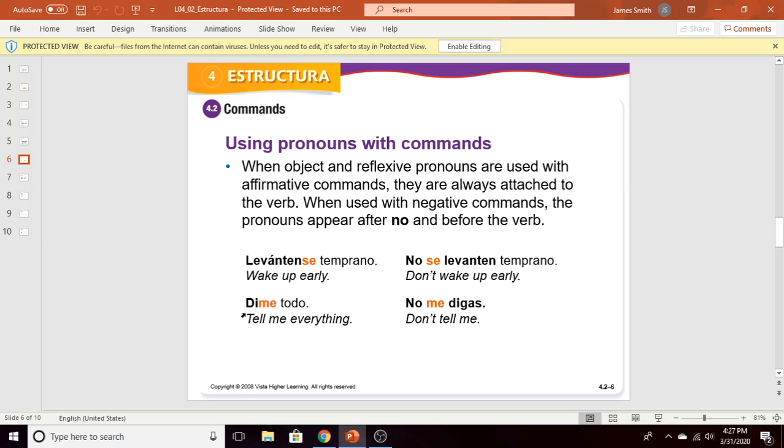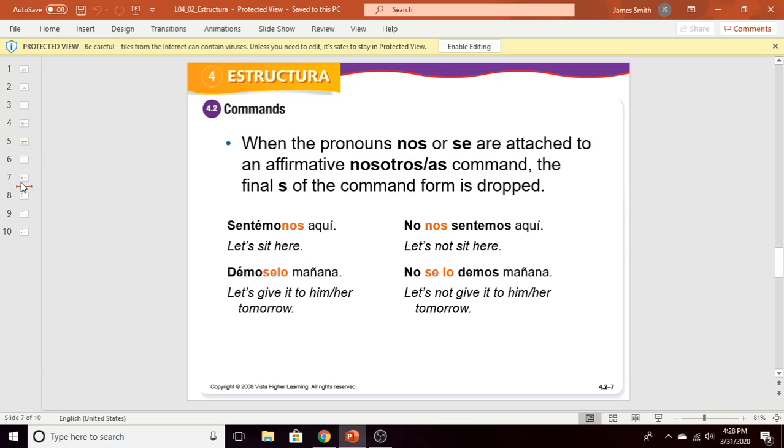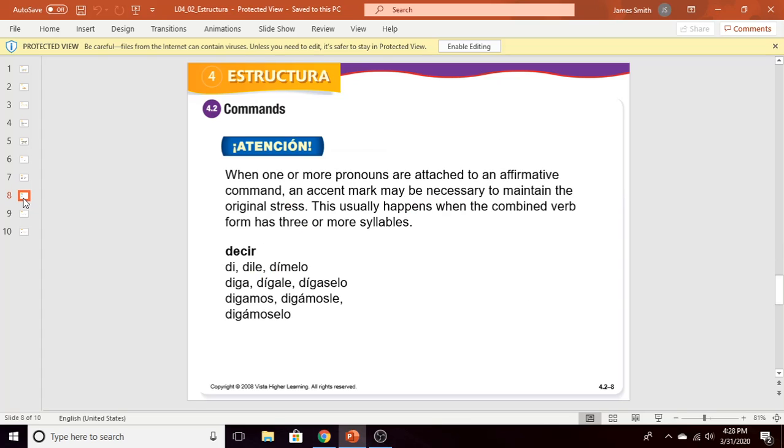This one's a little bit different because it's decir, which in the affirmative is one of those irregulars, di, but in the negative is digas. So the rule for pronouns is if it's affirmative, it's attached. If it's negative, it goes up front. Here they talk about if you have a, what is this? This is a nosotros command with a reflexive verb. You would drop the s. This should be sentémonos, démoselo. It drops the s. You're not going to see that a lot.